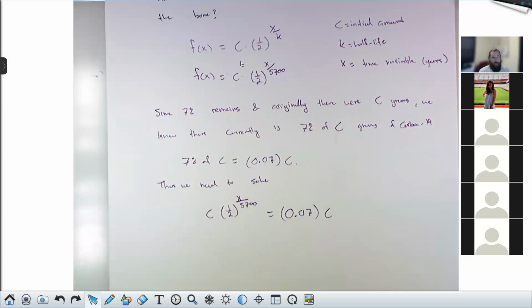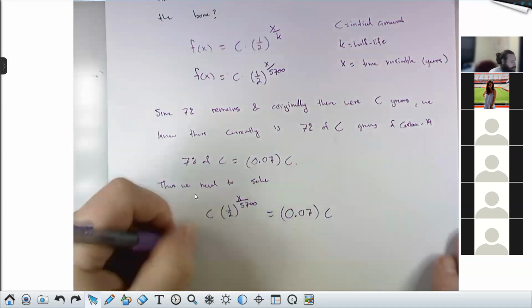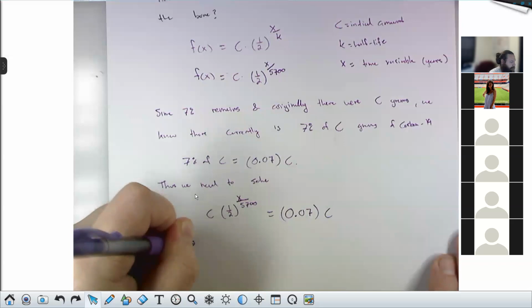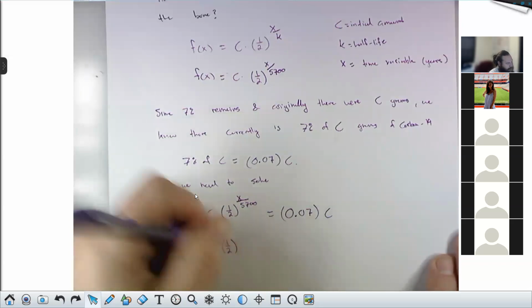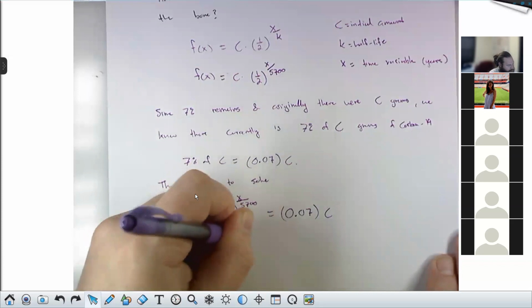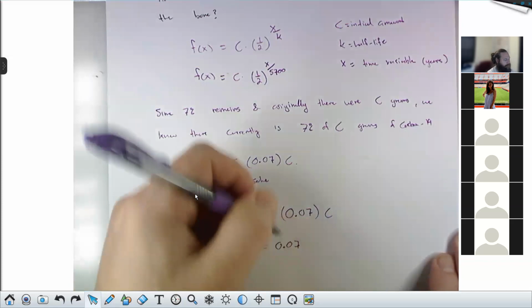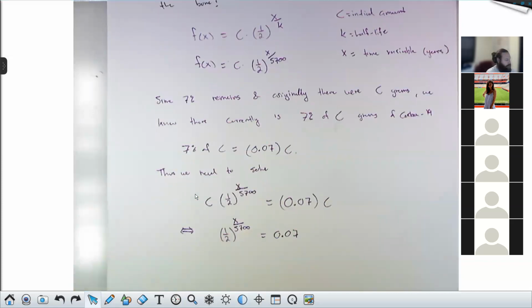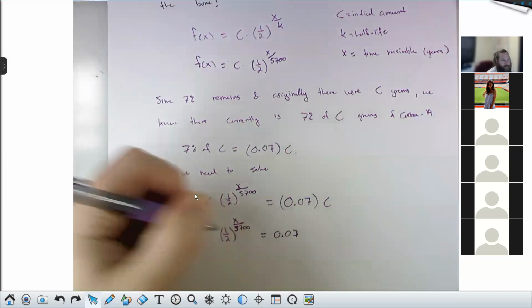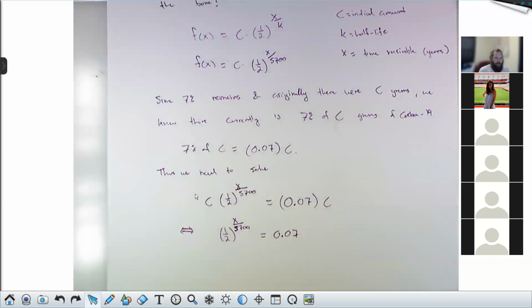And the reason we can get away without knowing this constant C is because when we go to solve this equation, our very first step is dividing both sides by C, and the C's cancel. So that will give me 1/2 to the X over 5,700 equals 0.07. And when we first started doing these problems, at this point, we would have to turn to our calculator and do the whole graph table thing. But we've got logarithms now. So how do I solve this equation without messing around in the table?